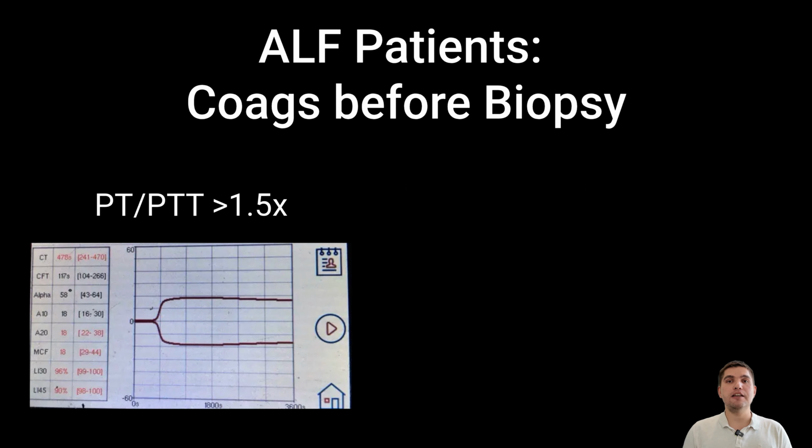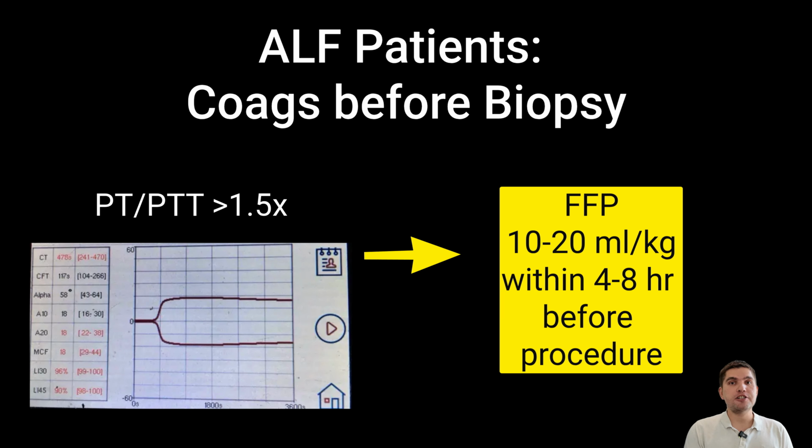So in my practice, if the PT and/or PTT are significantly elevated, such as greater than 50% above the upper reference limit, especially in combination with a hypocoagulable viscoelastic tracing, I'll consider giving fresh frozen plasma at 10 to 20 ml per kg about 4 to 8 hours before the liver biopsy procedure.